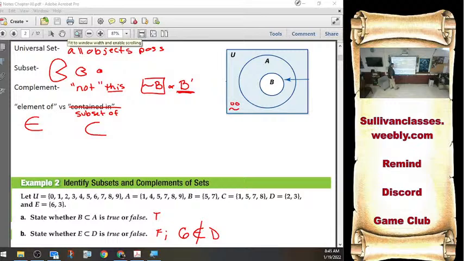Okay, so just going back through some old stuff that, again, if you haven't seen set notation since chapter 3 of algebra, then, well, maybe it's been a while. Okay.